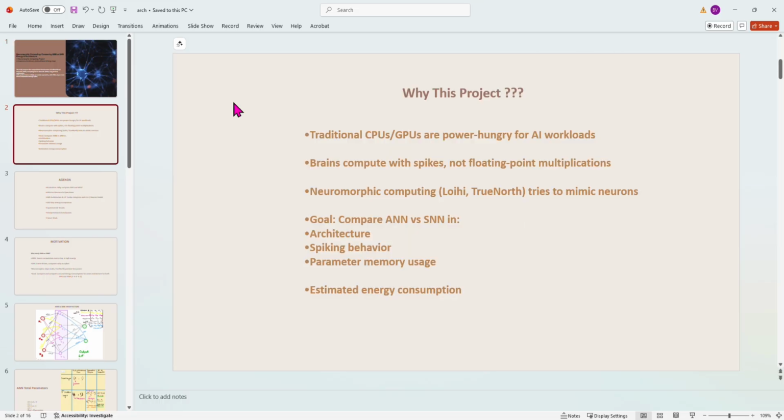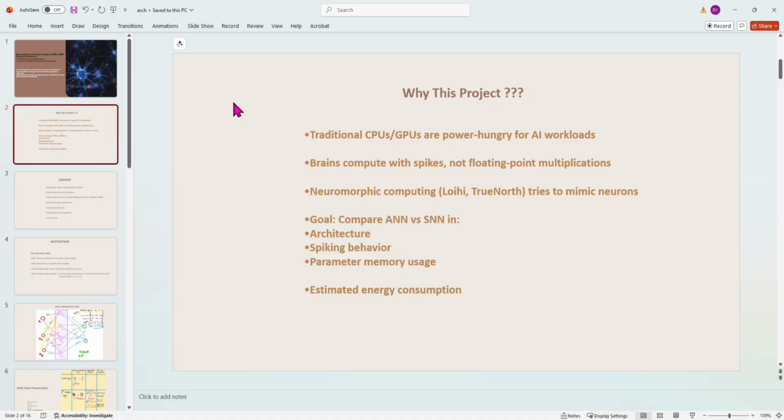So why this project? The reason for choosing this project is actually very simple. Traditional CPUs and GPUs are extremely power hungry when running an AI workload, especially deep learning models. They rely on continuous floating point multiplications, and energy cost grows extremely quickly as model becomes bigger.